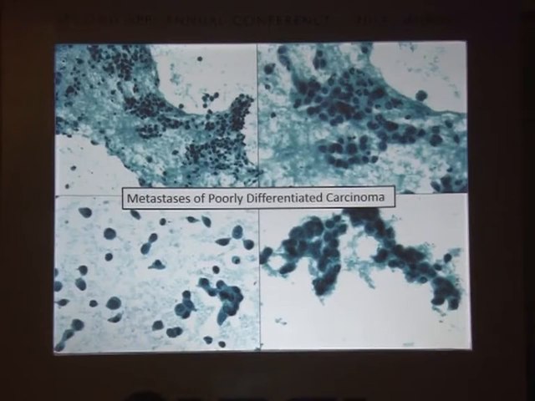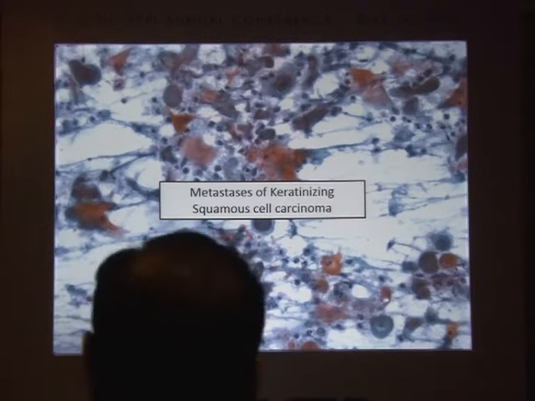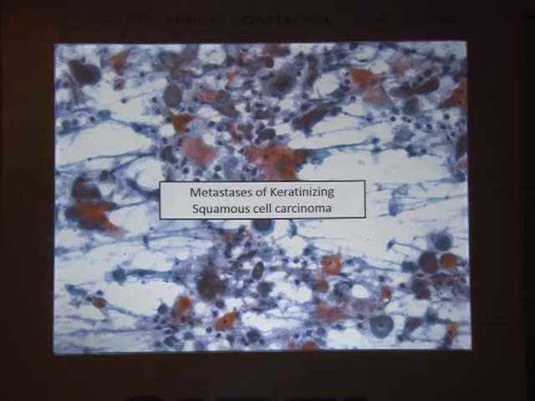I think Dr. Kane does it. And sometimes you have poorly differentiated adenocarcinomas. And then you have classical keratinizing cells, like this keratinizing squamous cell carcinoma. These are the commonest metastatic carcinoma we see in head and neck tumors, very common, in cervical nodes, very, very common. Keratinizing squamous carcinomas.